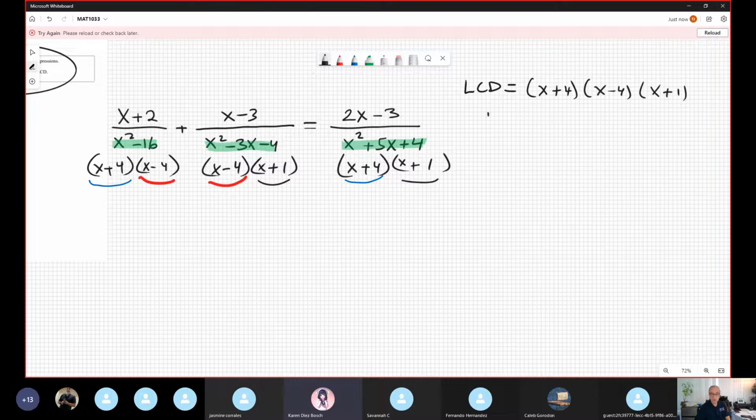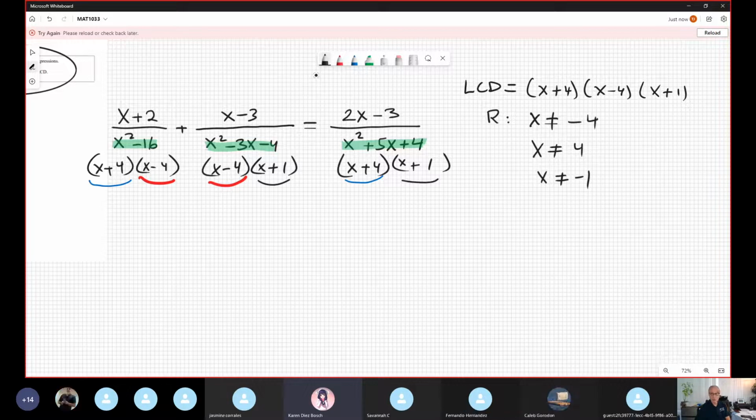And the restriction associated with this is an important step because it allows me verification to see if you have an extraneous solution or not. No 4, no negative 4, no positive 4, and no negative 1. Okay, now ready for multiplication.